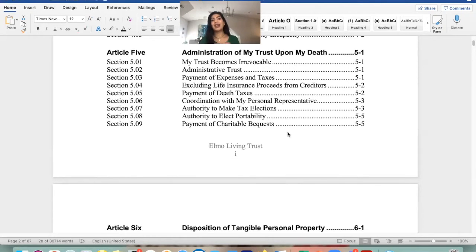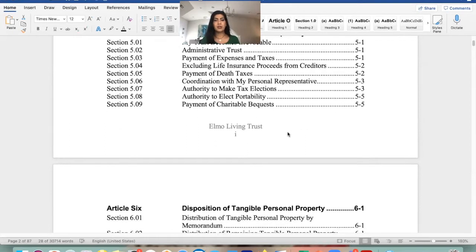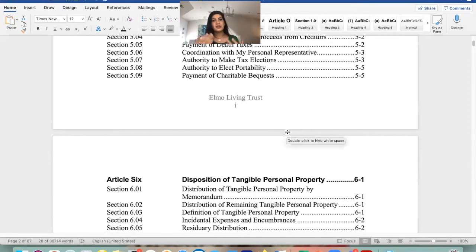Again, making it clear that if any death taxes are owed at the time when you pass, of course, the person's going to take care of it. And that if there's any tax planning that needs to happen, the person is allowed to do that. And if there are any charitable bequests, those things get done as well beforehand.